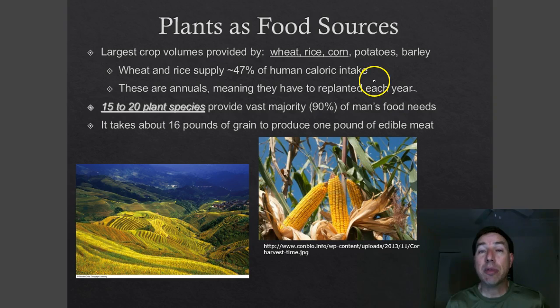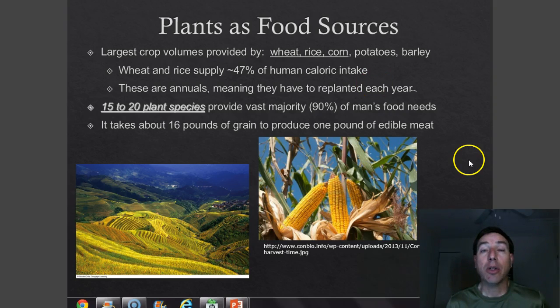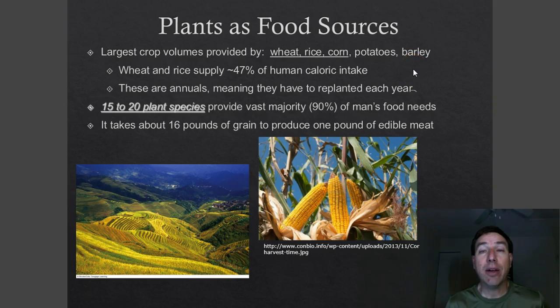Now, a problem with a lot of these plants is that they are annuals, and annual plants only grow for 1 year, and then they have to be replanted. So a lot of these plants don't come back. Every time they have to be replanted, you have to till up the soil, refertilize, they grow up, you harvest them, and then the plant dies, and you have to replant again. So there's a lot of energy and a lot of time spent on farming these large crops.